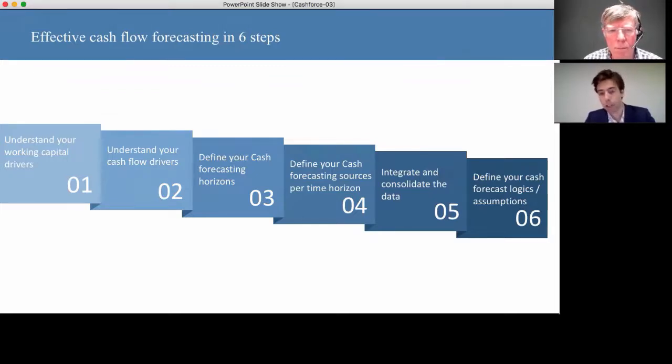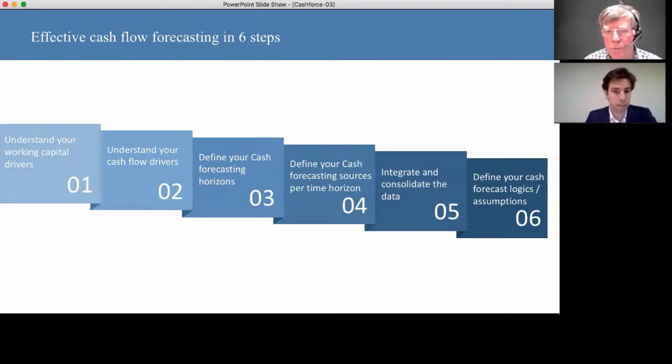Now, relating to the fourth step, it's about defining your cash forecasting sources. You could pick a source like an ERP system or a CRM system, where you have a lot of information on the company. But you could also relate to other drivers, like dividend payouts or salaries in your payroll system. So there could be different sources all the way through your cash flow forecasting process. And finally, you're going to integrate them to consolidate the data from the different sources in the 5th step.